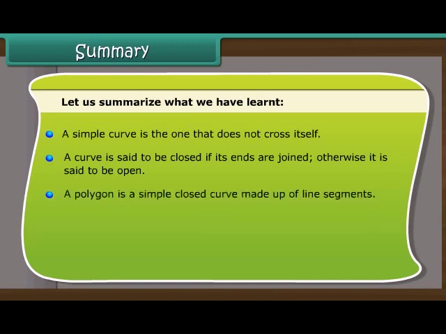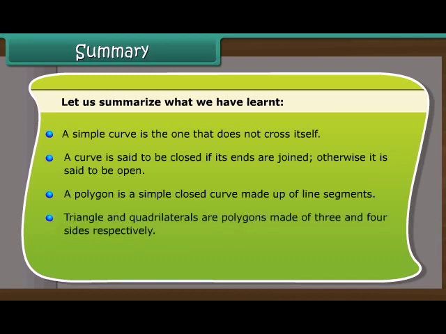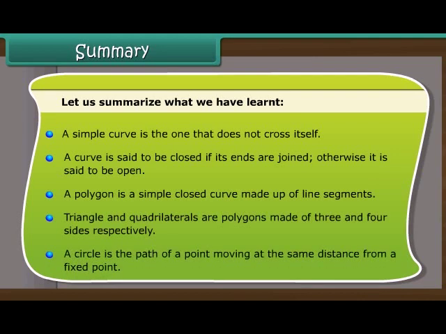A polygon is a simple closed curve made up of line segments. Triangles and quadrilaterals are polygons made of three and four sides respectively. A circle is the path of a point moving at the same distance from a fixed point.